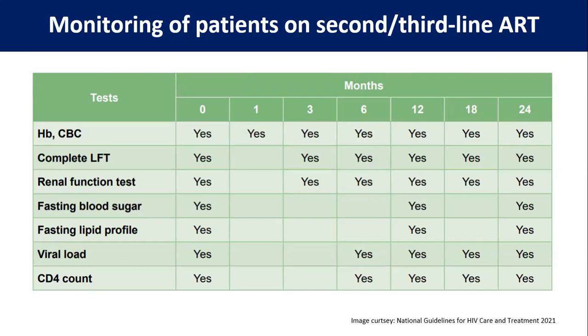And fasting blood sugar at baseline, 12 months, 24 months, that is annually. And fasting lipid profile at baseline, 12 months, 24 months, thereafter annually. And viral load at baseline, 6 months, 12 months, 18 months, 24 months, and every 6 months. CD4 count at baseline, 6 months, 12 months, 18 months, 24 months, and every 6 months thereafter.